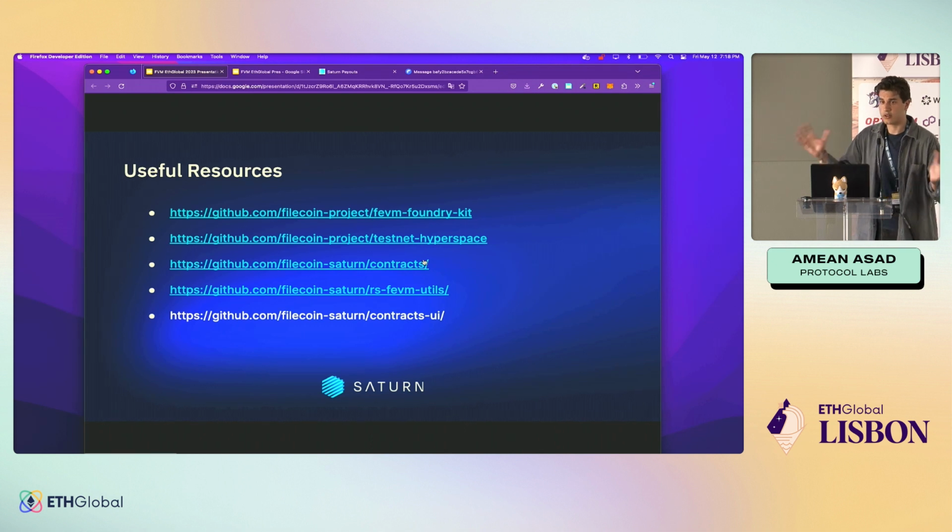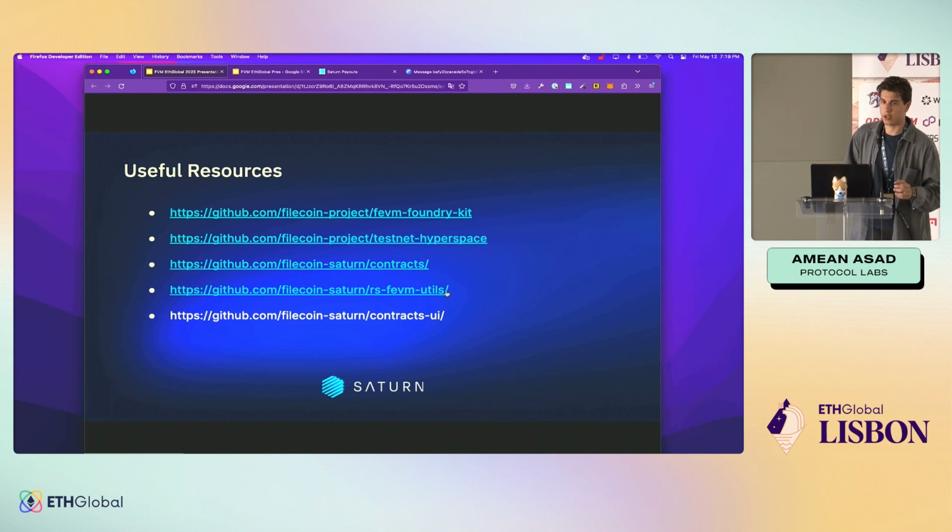Saturn contracts is our contracts repo. So basically, the way we do accounting for Saturn is in that repo. It's public, it's open source. And it's a great demonstration of how to use the FEVM with Rust.